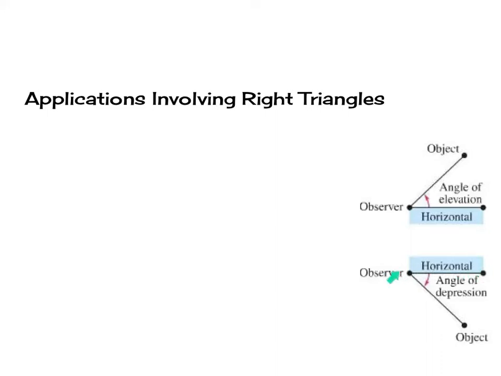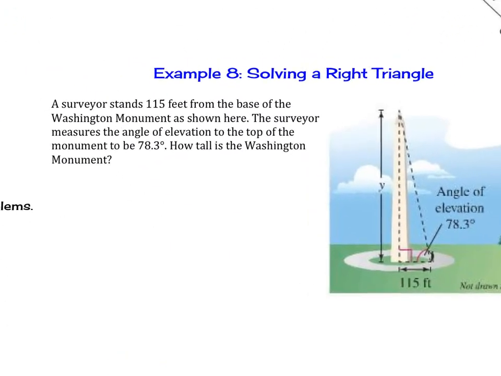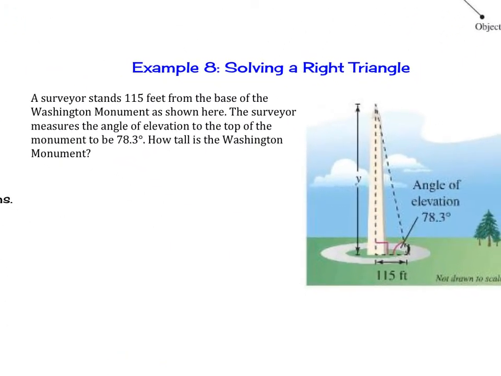Now, if there is an observer up at the top and they're looking down at an object, then this is what's called the angle of depression. So let's solve a right triangle. A surveyor stands 115 feet from the base of the Washington Monument, as shown here. The surveyor measures the angle of elevation to the top of the monument to be 78.3 degrees. We're going to find out how tall is the Washington Monument.